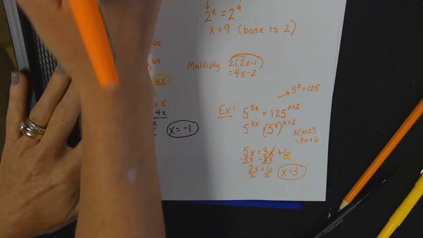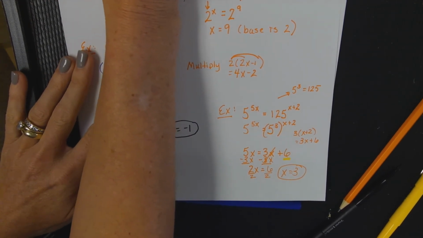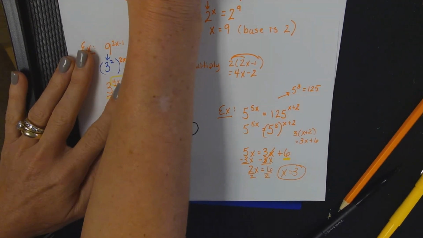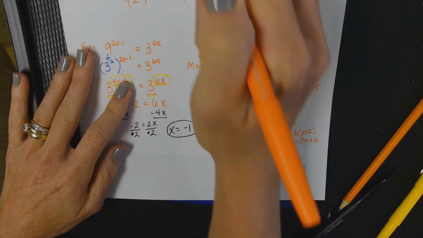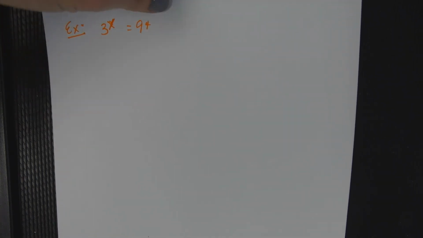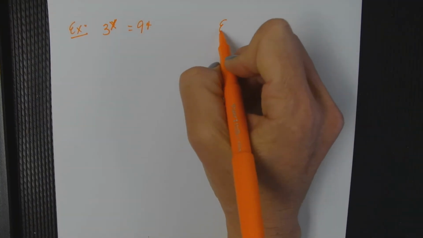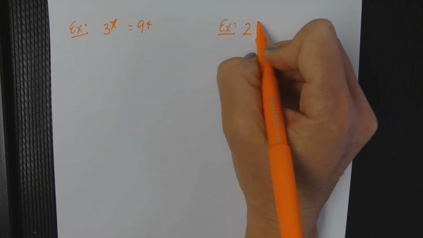Here's another one. I'll give you 2 more. Y'all ready? Oh, wow. All right. Try this one. 3 to the x equals 9 to the 4th. And then try this one. Remember, exponents. You want to get to an exponent.